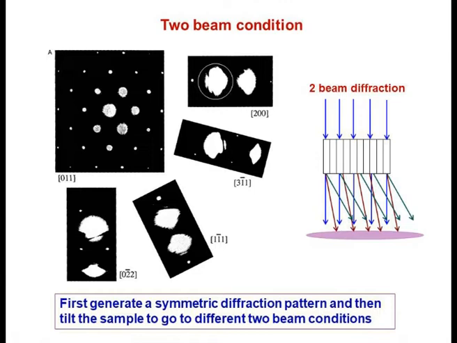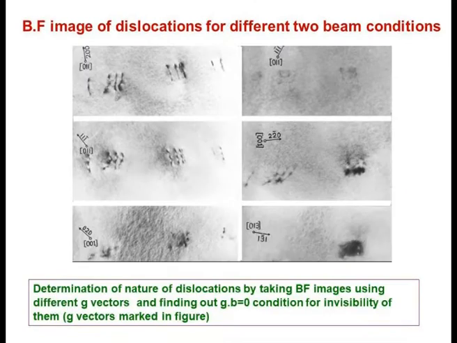Like this I can tilt it and have different G vectors. That's what I have done here; these are all the G vectors. With this sort of vector, I can image dislocations. This is essentially what is being done. Now if you look at these dislocations, here they are visible, here they are visible. In this condition, you see that the dislocations are not visible, correct?